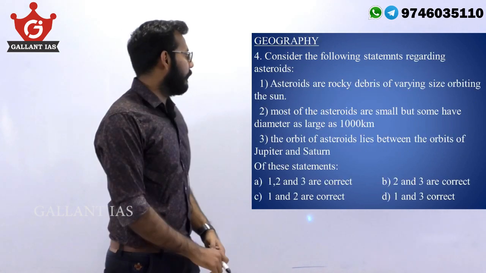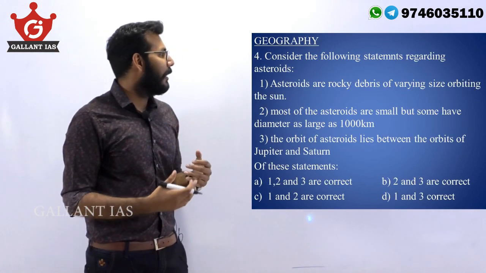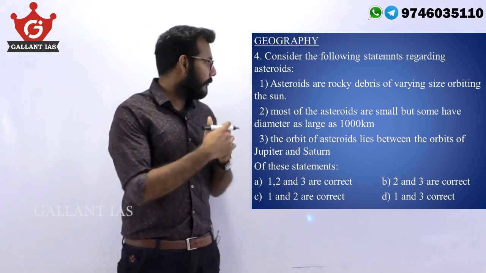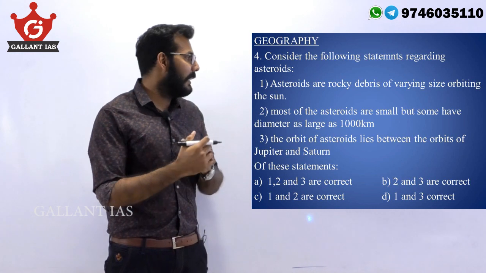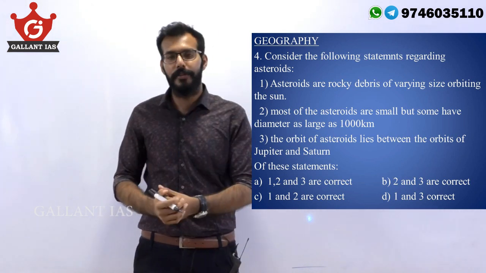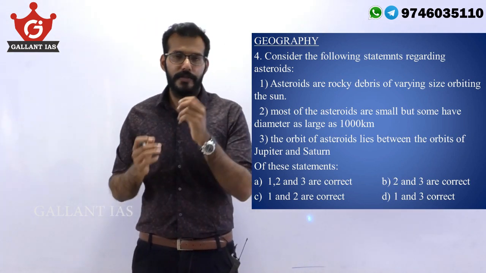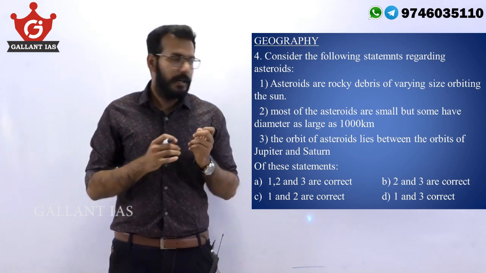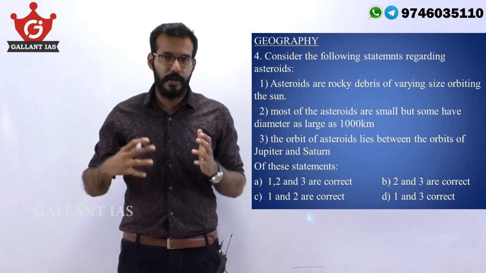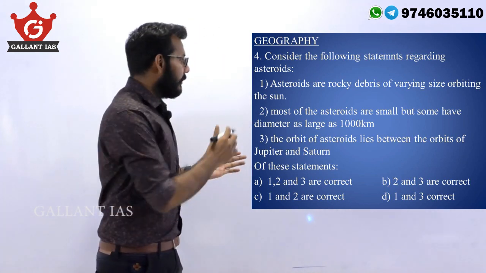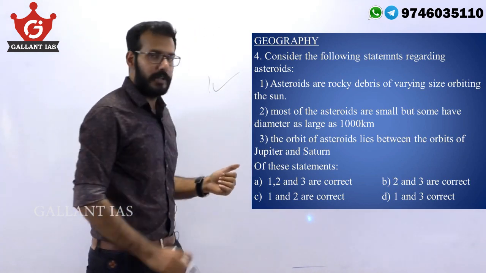Now a question from geography. Consider the following statements regarding asteroids. We'll read one by one. Asteroids are rocky debris of varying size orbiting the sun, which is absolutely true. Asteroids are small, rocky debris which revolve around the sun, which are not large enough to be called planets. And the first statement therefore is absolutely right.